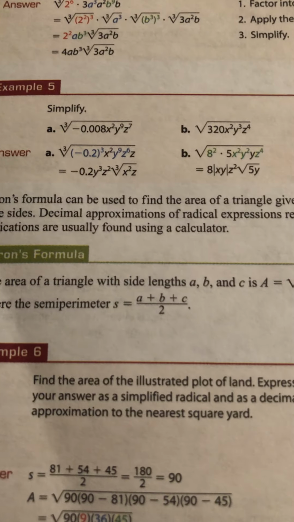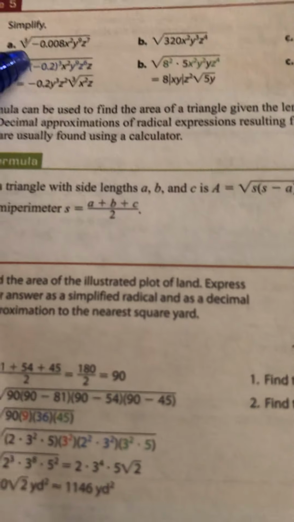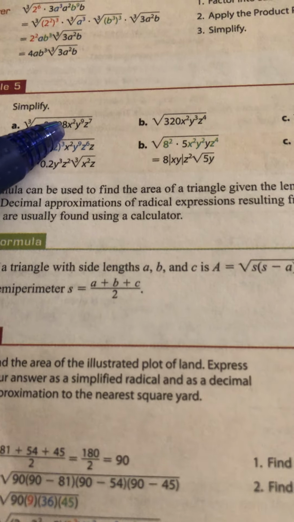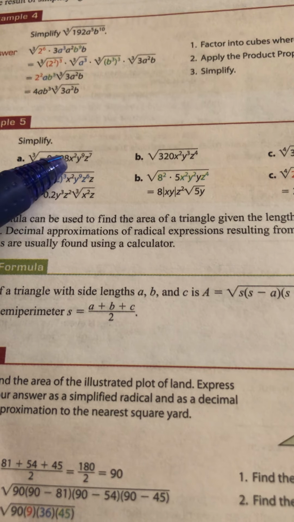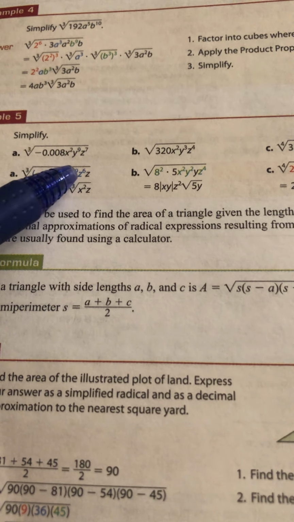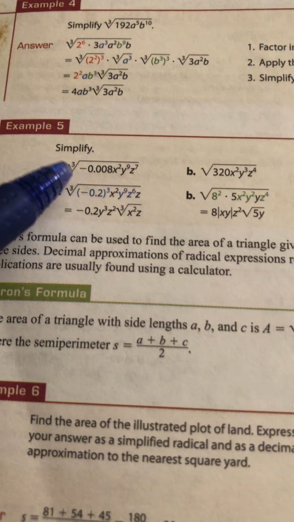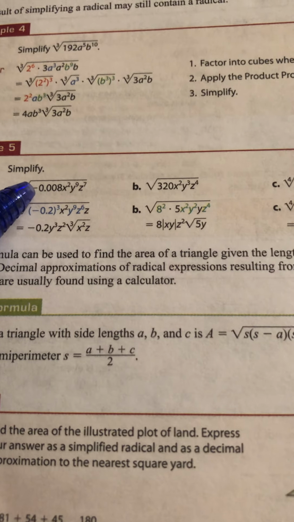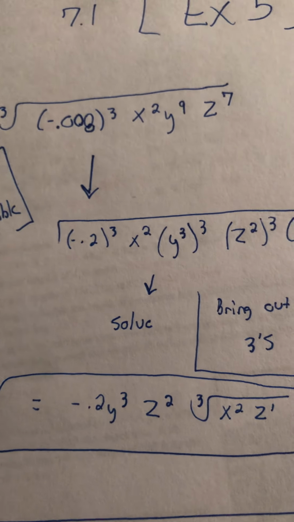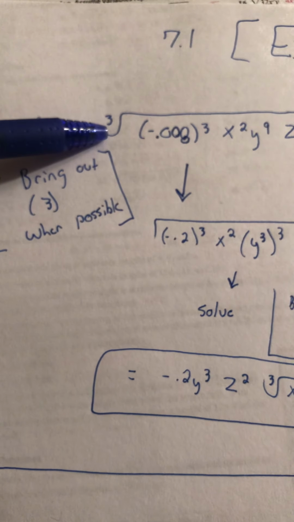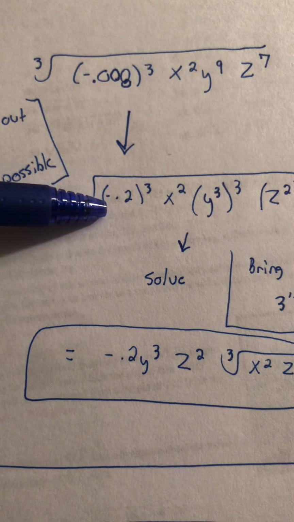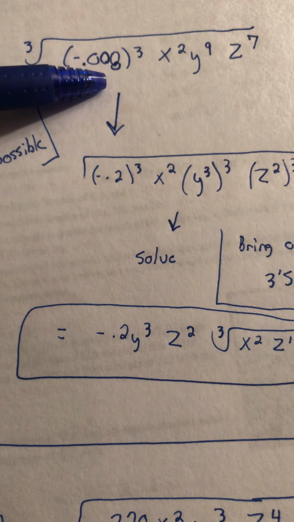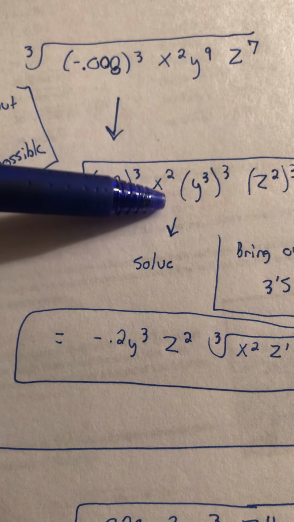Example 5, we're dealing with negatives and decimals again. Here we got 0.008. It does not matter if it's 0.000000008. We know something that goes into 8 3 times because our index is 3. What is it? It's going to be 2 to the third. So if we look at where we started working out, our index is 3. So I know right here I brought down negative 0.2 to the third, because if I multiply that, that gives me 0.008. I bring down my x to the second.